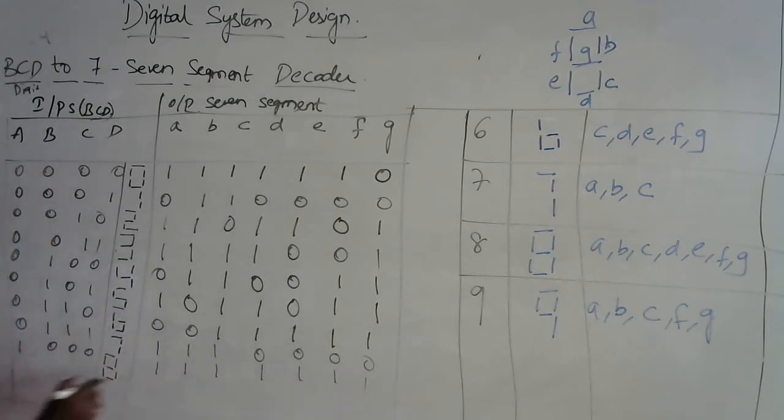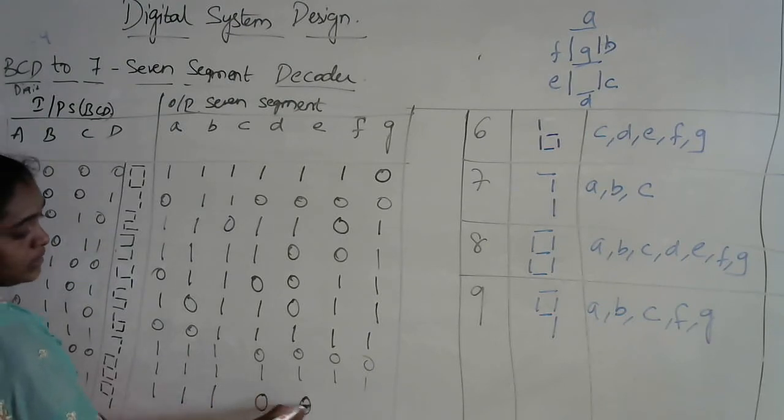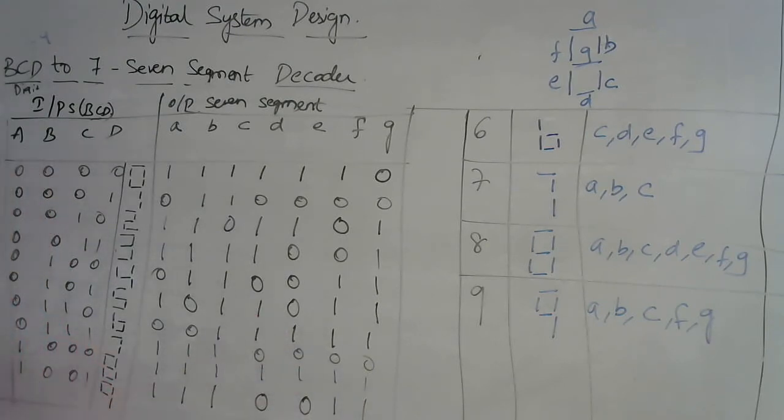And the last one is 9. 9 equivalent is 1, 0, 0, 1. And for 9, you need to write down A, B, C, D is 0, E is 0, F is 1, G is 1. This is the truth table for BCD to 7 segment display.